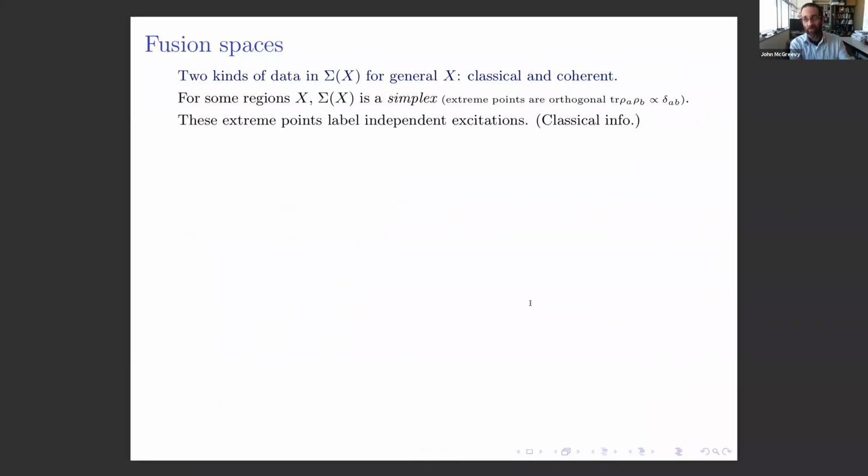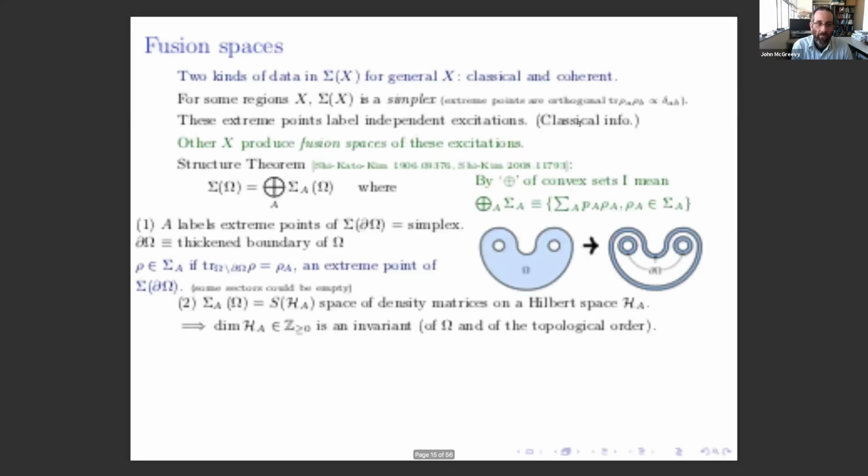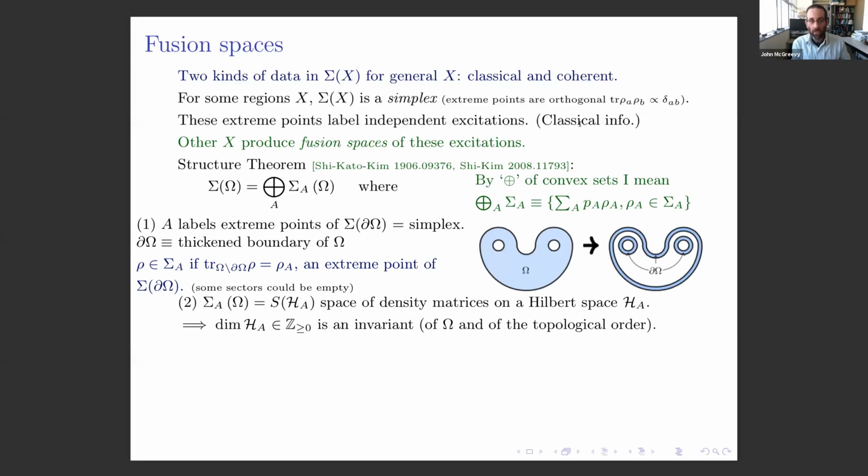Amongst that huge set of data that I was just describing, there's a very important distinction to be made into two classes of data. Some of it is classical information that can be copied, and some of it is coherent quantum information. For most of the regions that I've talked about so far, the information convex set is a simplex, meaning that the extreme points are orthogonal, and therefore these extreme points label independent excitations. That kind of label is classical information, everybody knows it. The dust in the room can read it off and remember it without destroying it. In contrast, other regions X produce fusion spaces of those excitations. What I mean by that is that they can store some quantum information. The density matrices in the information convex set can store some quantum information.